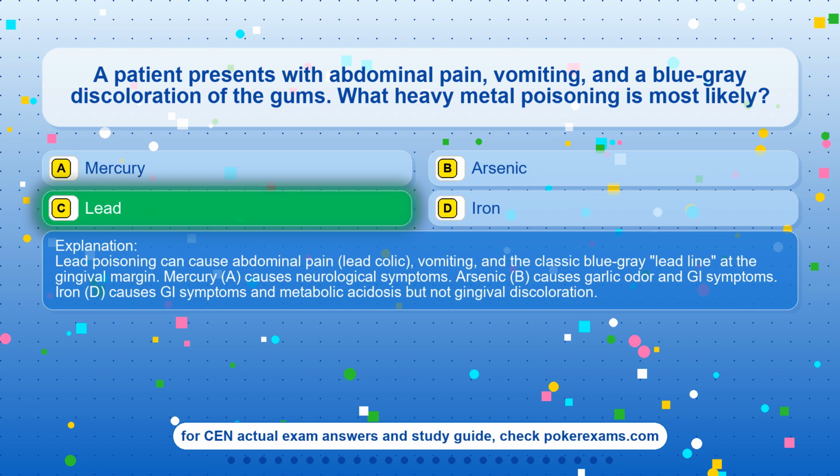Lead poisoning can cause abdominal pain, lead colic, vomiting, and the classic blue-gray lead line at the gingival margin. Mercury, A, causes neurological symptoms. Arsenic, B, causes garlic odor and GI symptoms. Iron, D, causes GI symptoms and metabolic acidosis but not gingival discoloration.